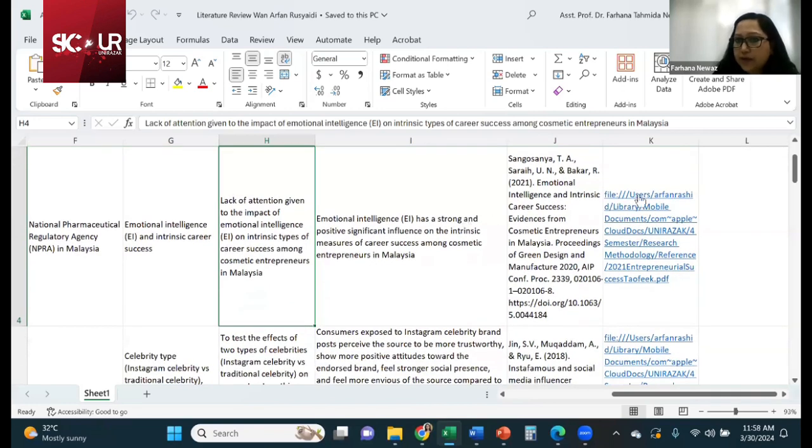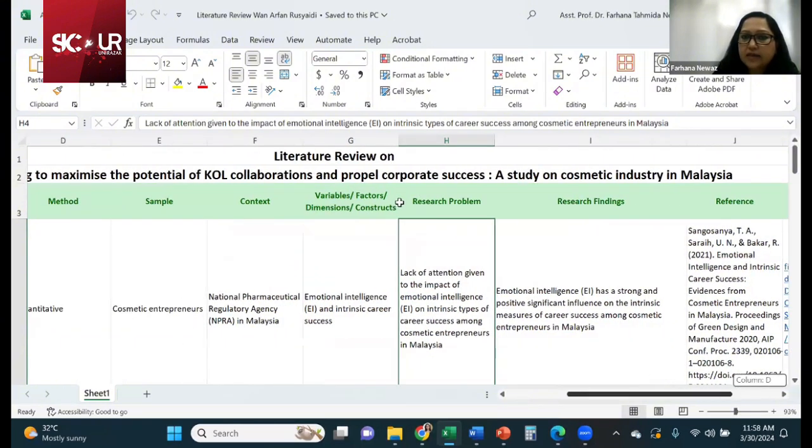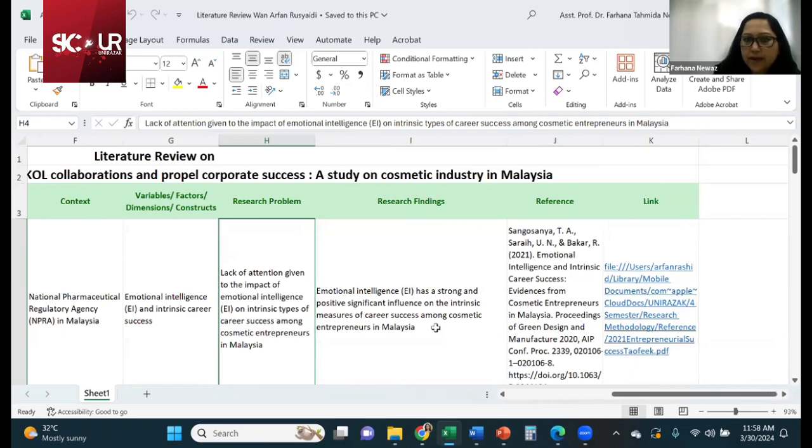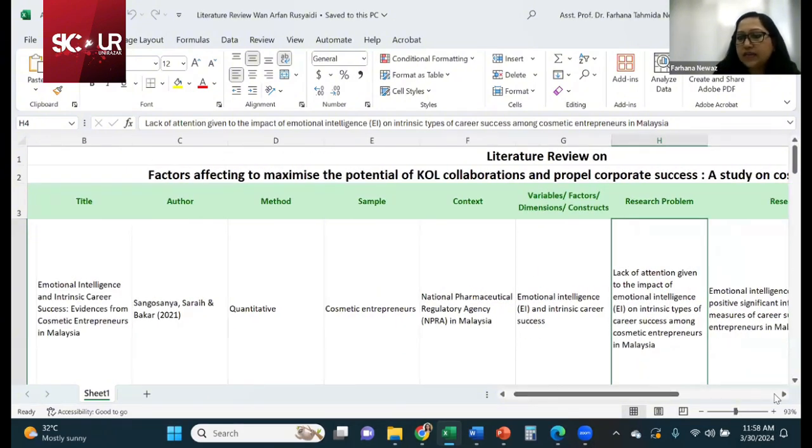So you go back to that particular article and explain how emotional intelligence will be related to this whole collaboration, and later how this key opinion leaders collaboration will have an impact on corporate success. This way you can get the references from here to give the explanation. Because I mentioned previously that whatever you explain, you need the backup. You need to give the references. So all these references you will get by following your literature review table.